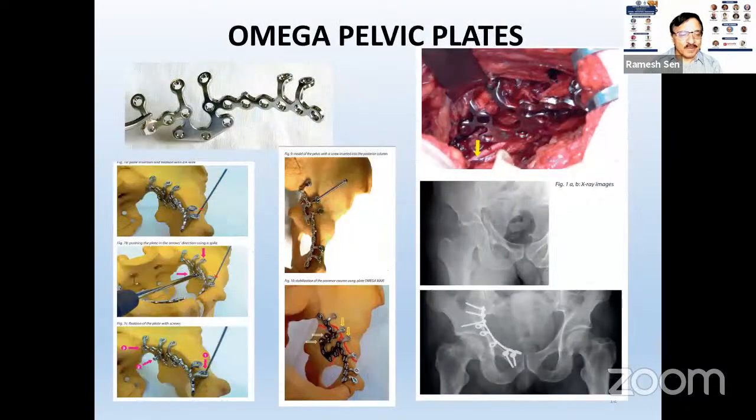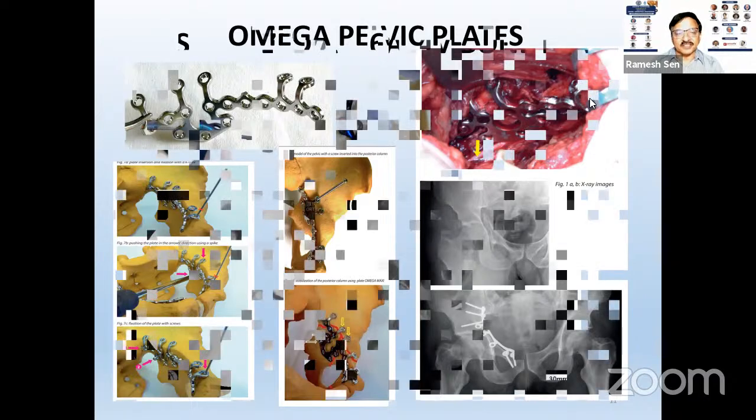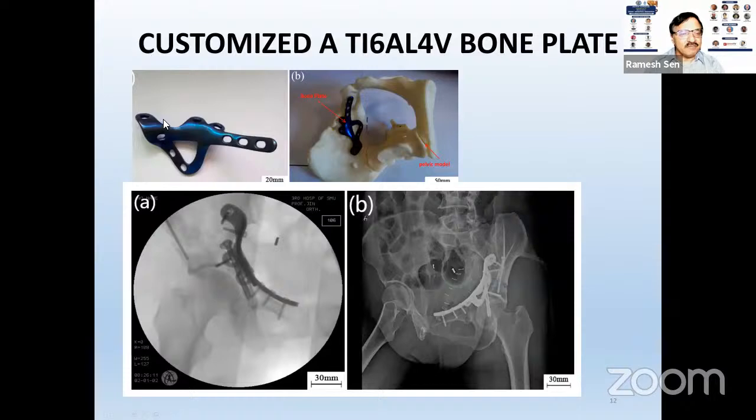And if you apply it in a proper sequential way, you get this kind of fixation for this kind of fracture. You can see the fracture configuration as stabilized. Another plate came again with the same perception that you stabilize on the medial side, have access on the superior side, and use this kind of fixation over there.